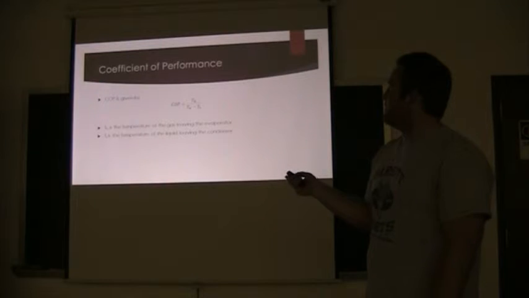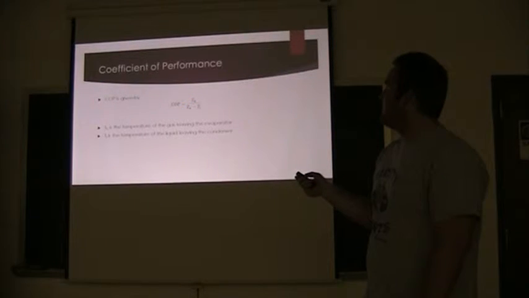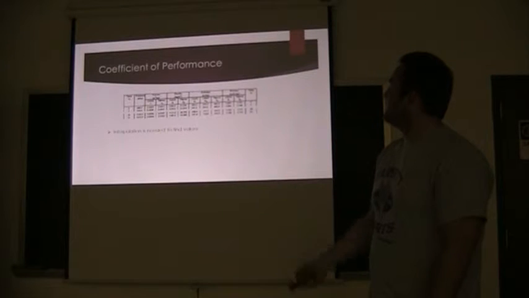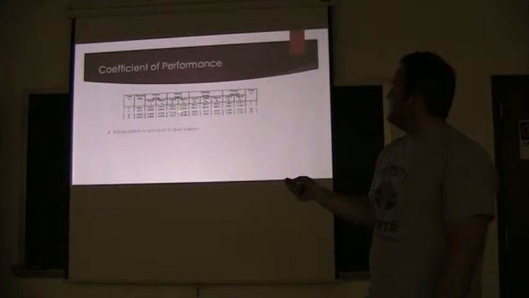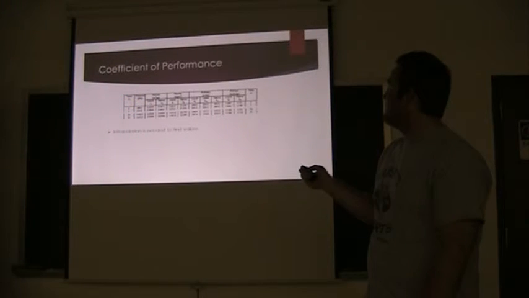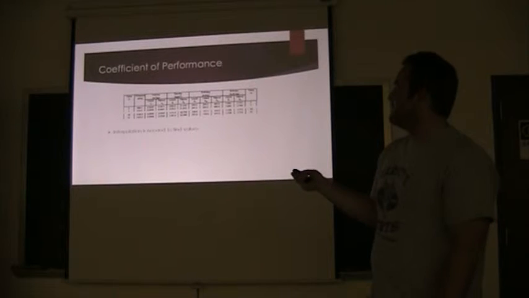Coefficient of performance is given by T high over the difference of T high and T low. T high is the gas leaving the evaporator, and T low is the liquid leaving the condenser. So here's a saturation table for the Freon that we're using. And so we need to interpolate to find these values.